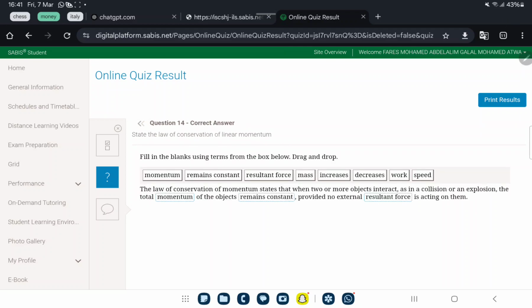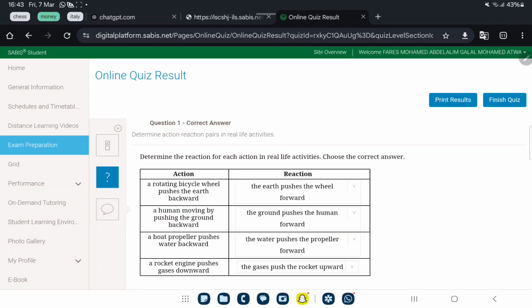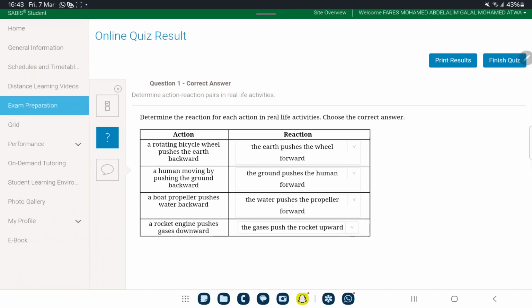And last question in this quiz, the law of conservation of momentum. You need to memorize this. When objects interact, in a collision or explosion, the total momentum of the objects remains constant. It always remains the same if no external force is acting on them. This is 3.23, the last quiz in chapter 3.